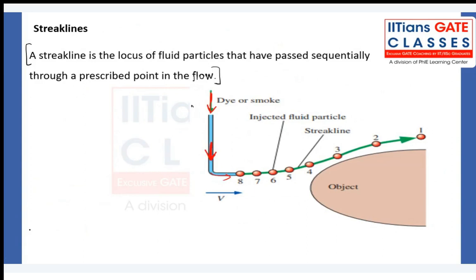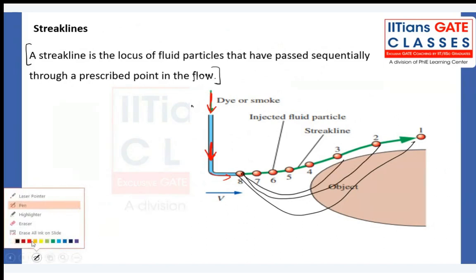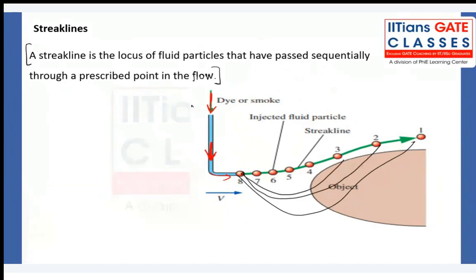So what you have to understand here, particle one may follow this path, particle two may follow something like this path, and particle three may follow this path. Individual path lines, I'm drawing individual path lines. Particle four may follow this particular path, and fifth and sixth and seventh, right?